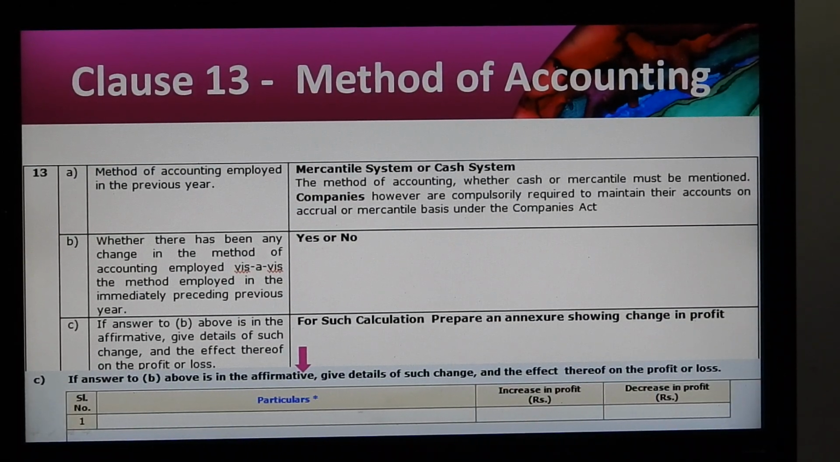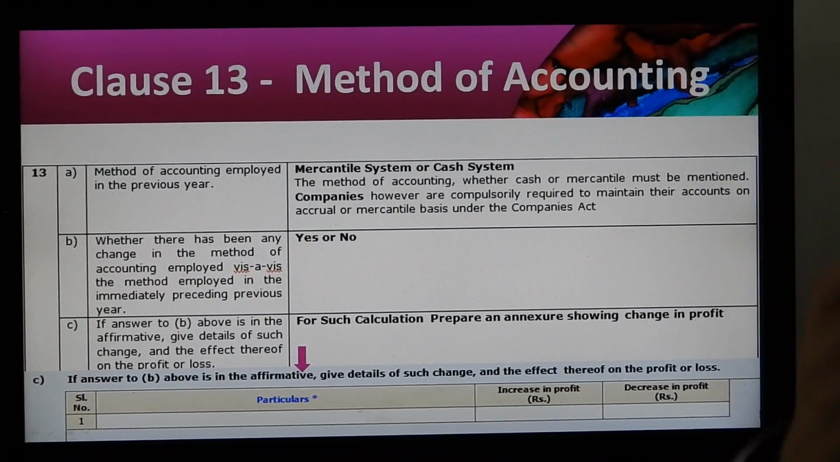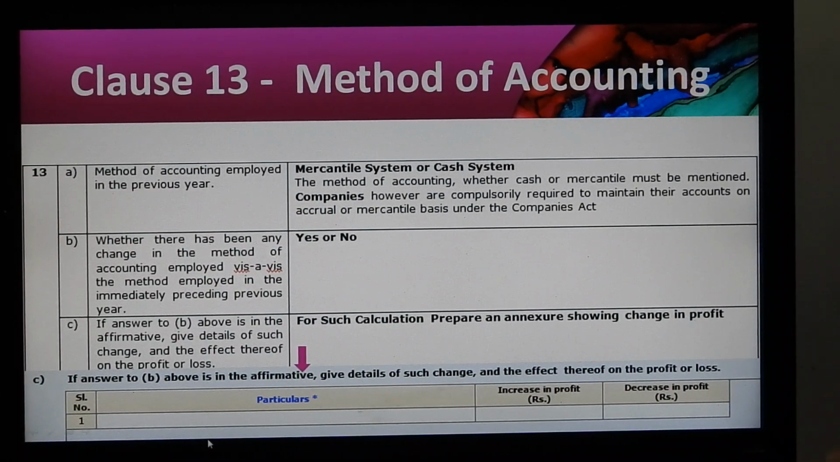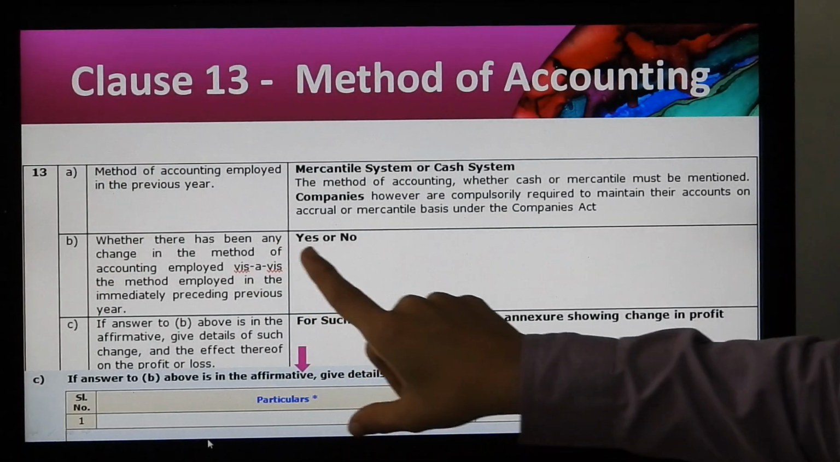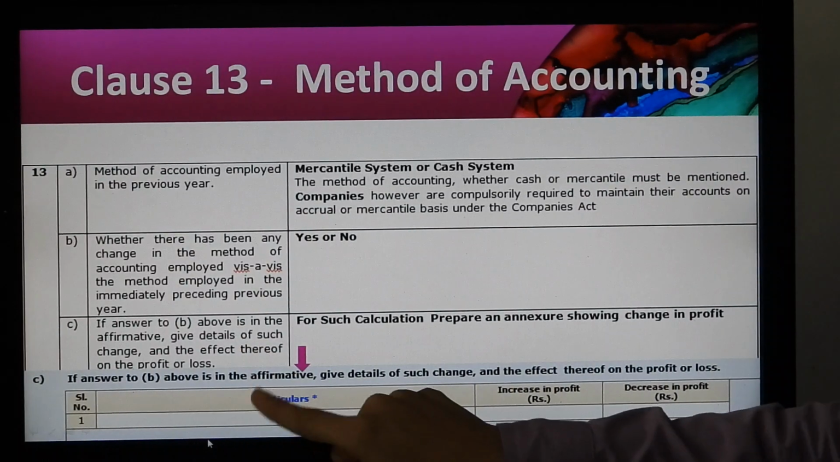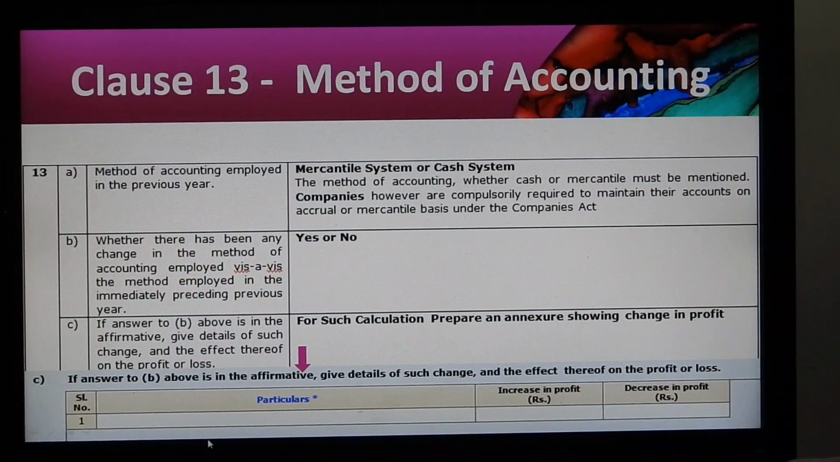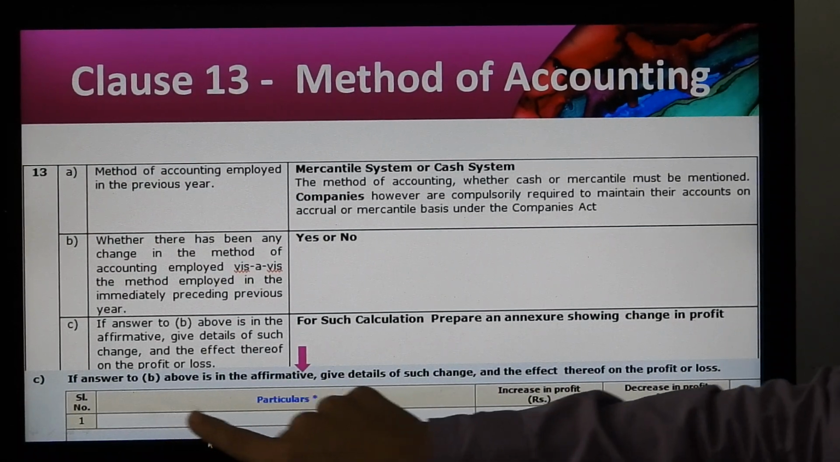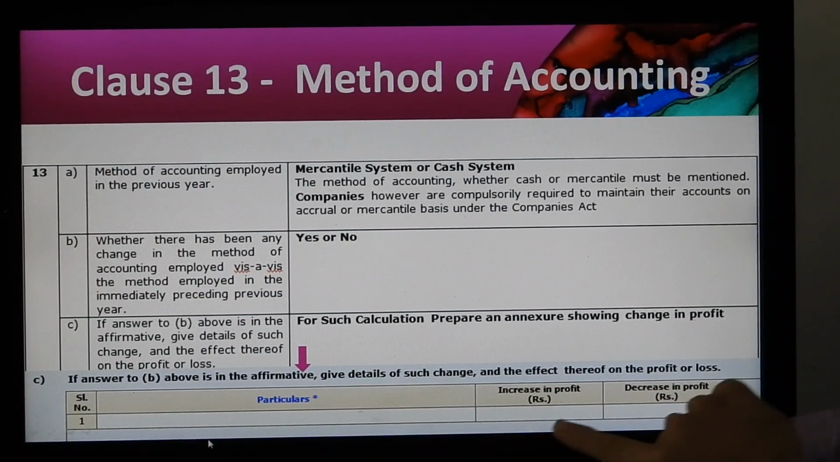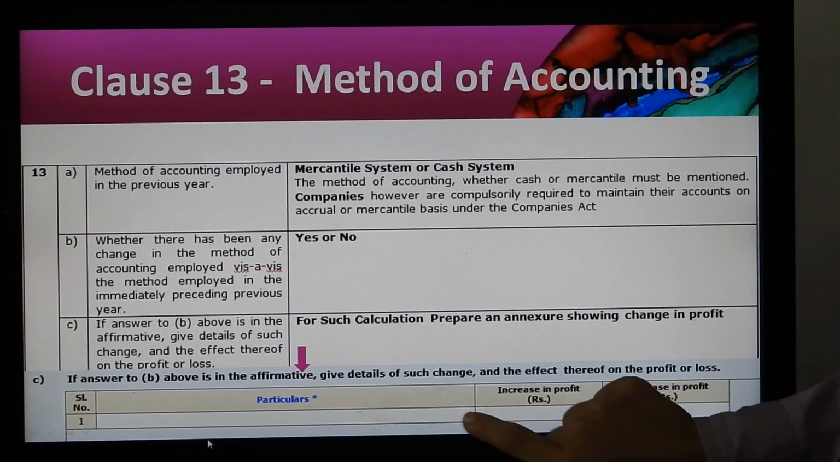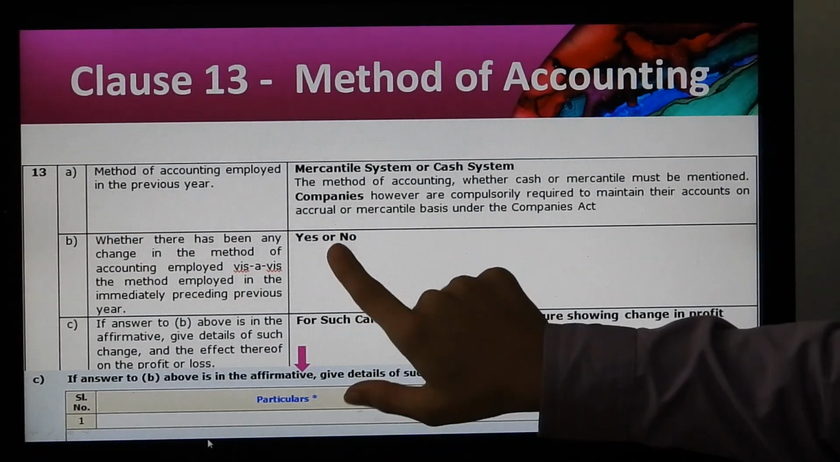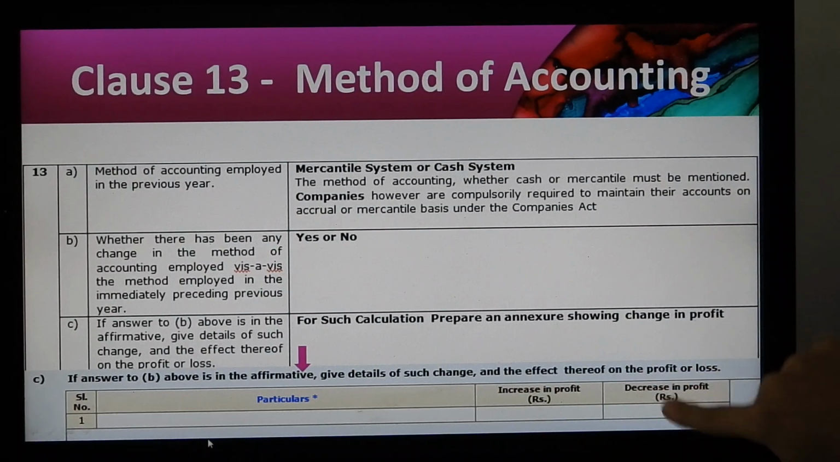Clause 13, method of accounting. You need to mention which method of accounting is adopted by the assessee. If there are any changes to such method of accounting, you need to mention yes or no. But if there are any changes and the change affects the profit and loss, then you need to mention its nature, increase in profit or decrease in profit. This clause is very important if there are changes in relation to profit and loss.